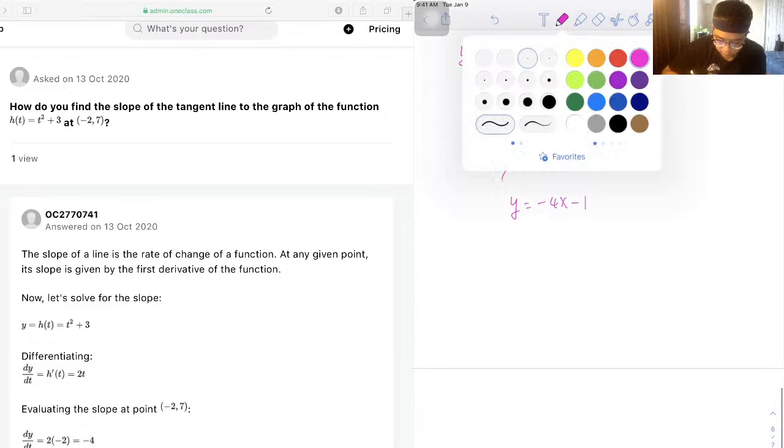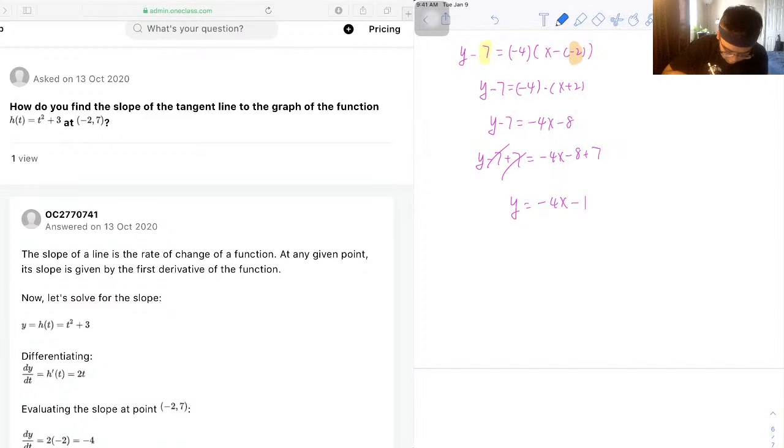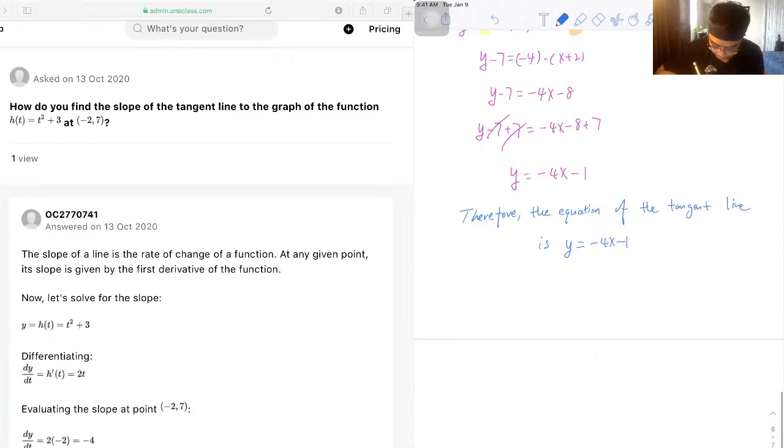So now we can write our conclusion. So therefore, the equation of the tangent line is y is equal to negative 4x minus 1. Its slope is negative 4.